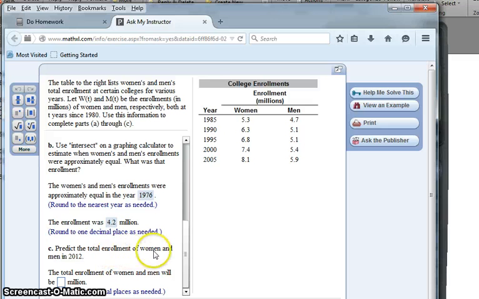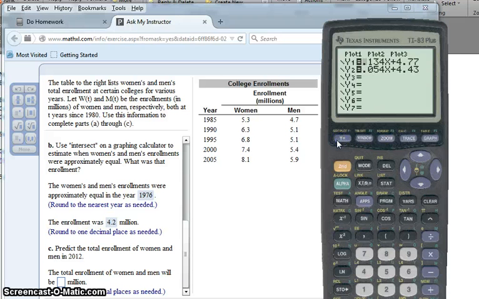Predict the total enrollment of women and men in the year 2012. Let's say 2012. We started in 1980, so that would be 32 years into the future. You just take this equation and plug in 32. Take that equation, plug in 32, and that should be it. The total enrollment of women and men. Then you'd have to add those two answers together.